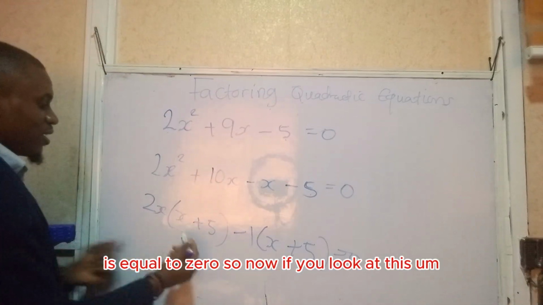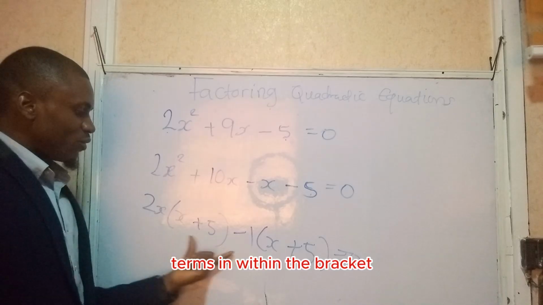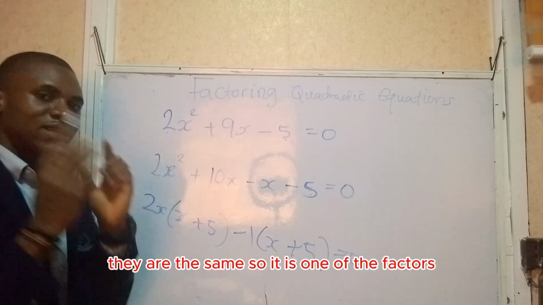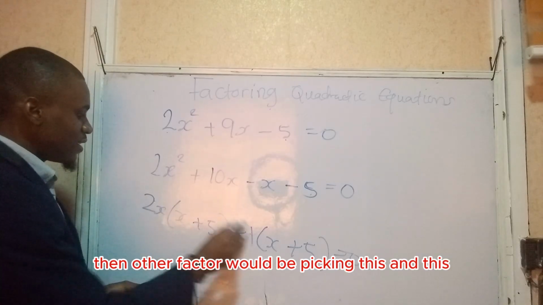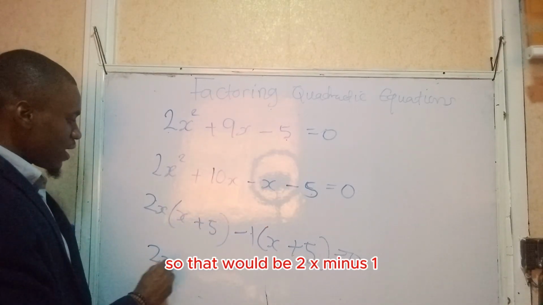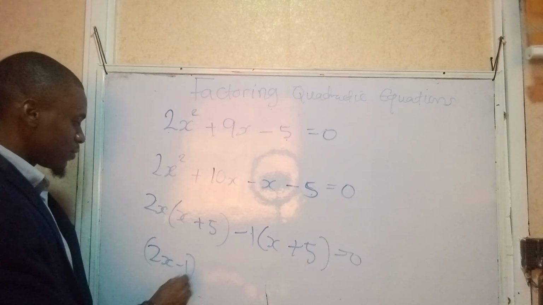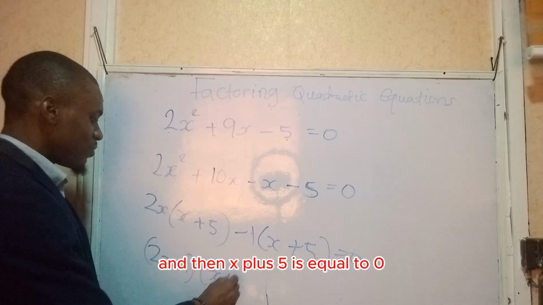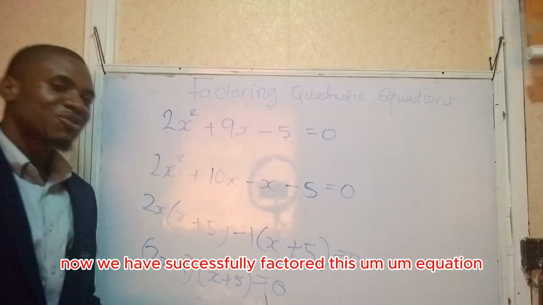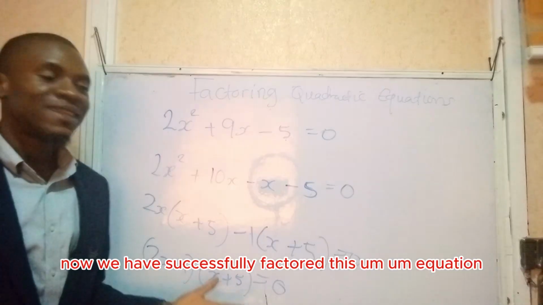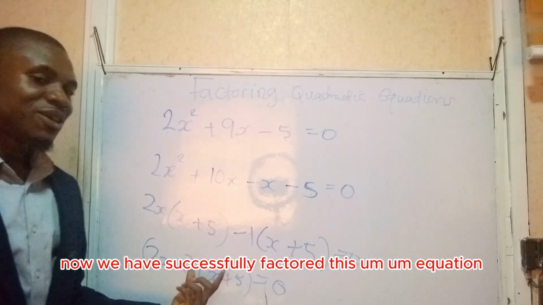Now, if you look at these terms within the bracket, they are the same. So it is one of the factors. The other factor would be picking this and this. So that would be 2x minus 1 and then x plus 5 is equal to 0. Now we have successfully factored this equation.